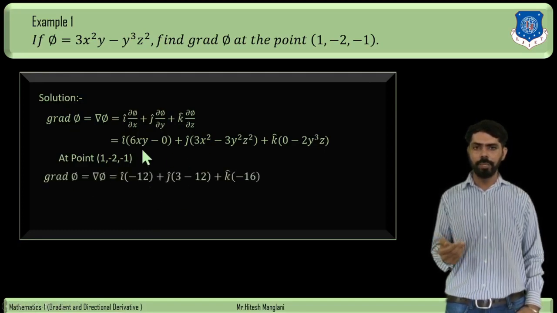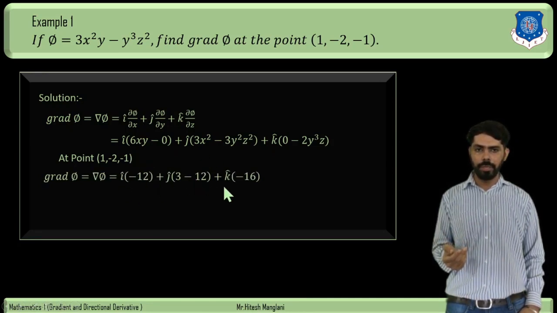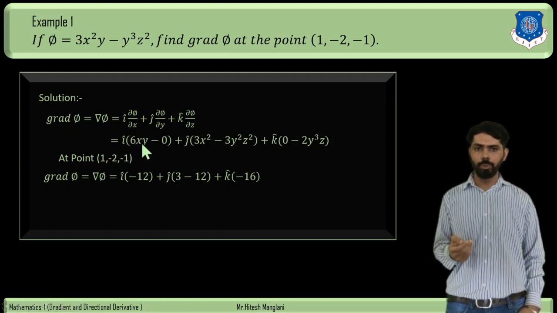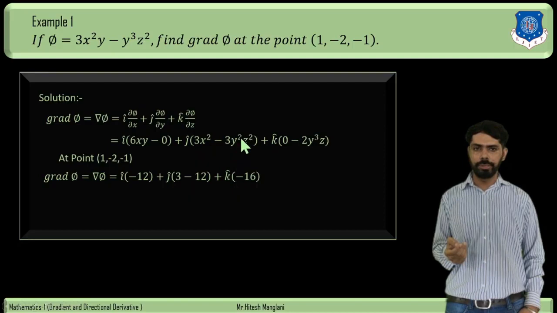So grad phi will be i in bracket minus 12 plus j in bracket 3 minus 12 plus k in bracket minus 16. So here we have replaced x by 1, y by minus 2. So here 6 into minus 2, so it will be minus 12. And here it will be 3 into 1, so it will be 3. Then 3 into 4, so it will be 12.